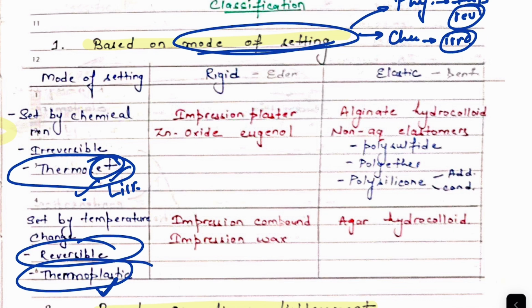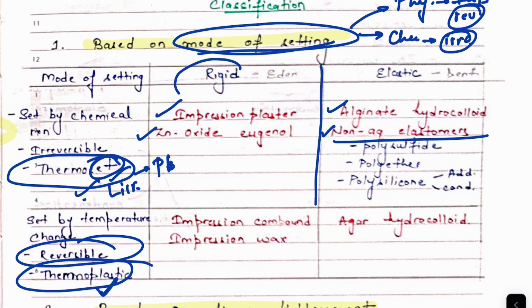Now, which materials are setting by chemical change? We have four materials. First is impression plaster, second is ZOE paste, third is alginate, and fourth is elastomers. Here we have two categories; we have divided them into two.